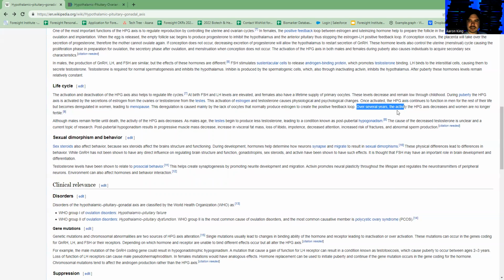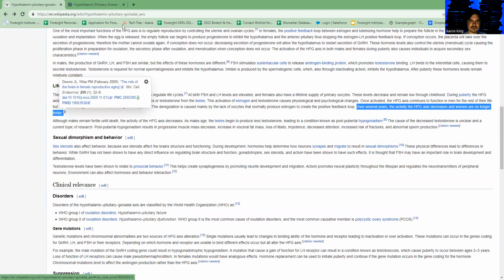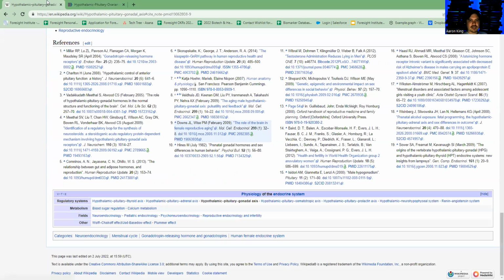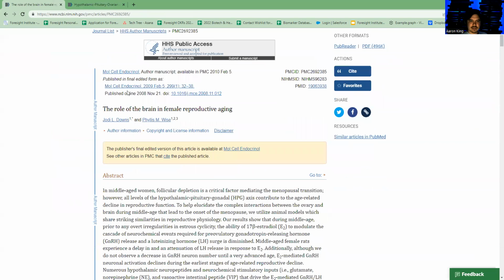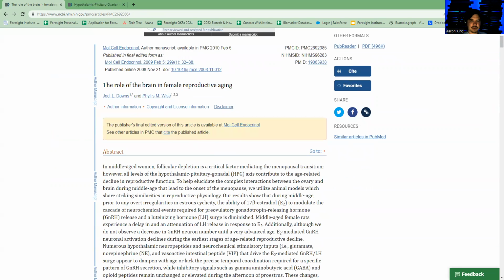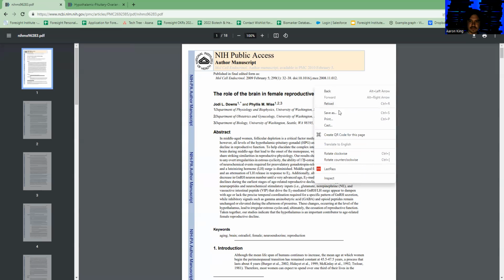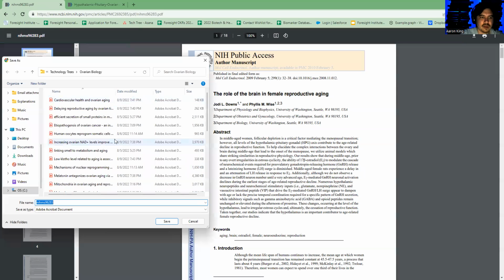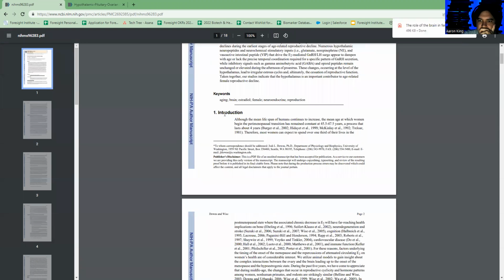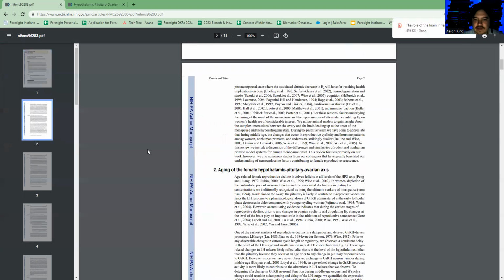So over the several years, what we've got to do is find a body of evidence that either proves or disproves that statement, because Wikipedia is not sufficient. So we'll start here. Brain and aging. Aging of the female. Okay.